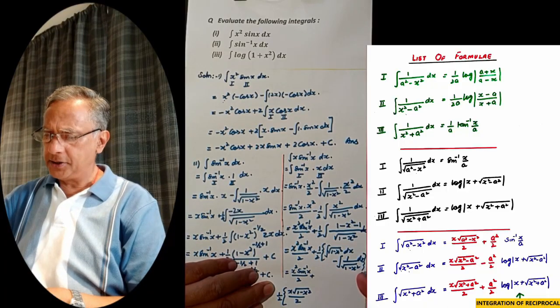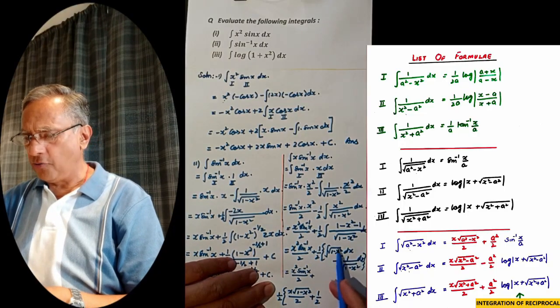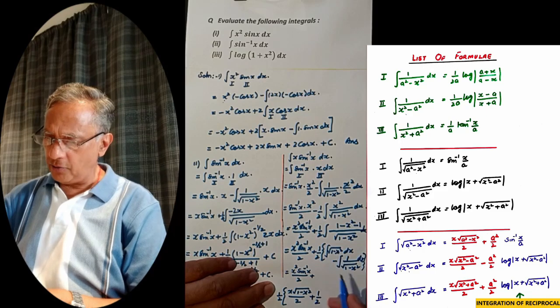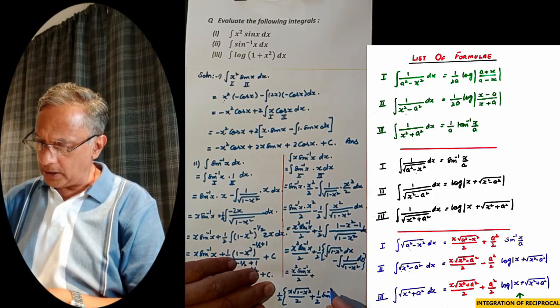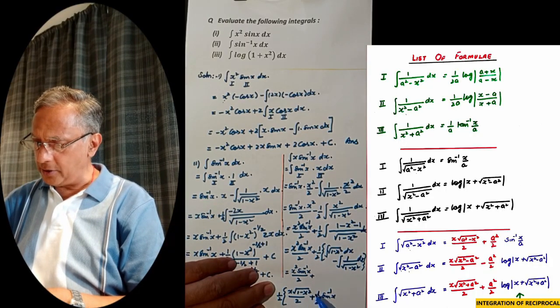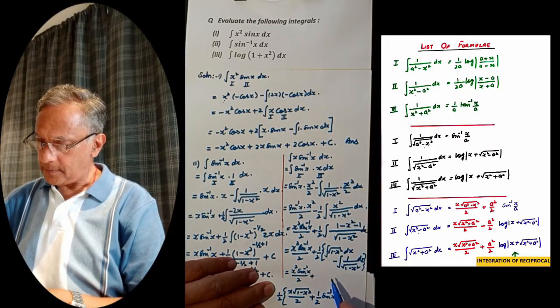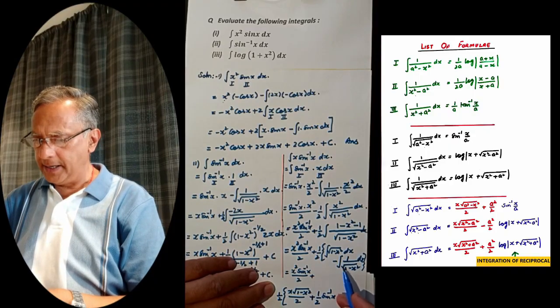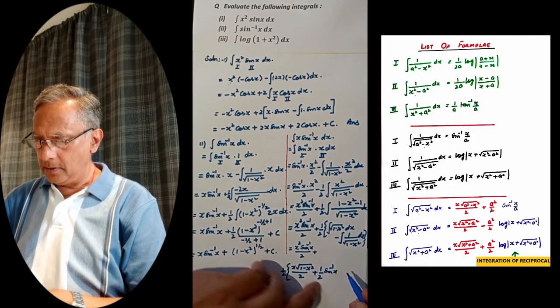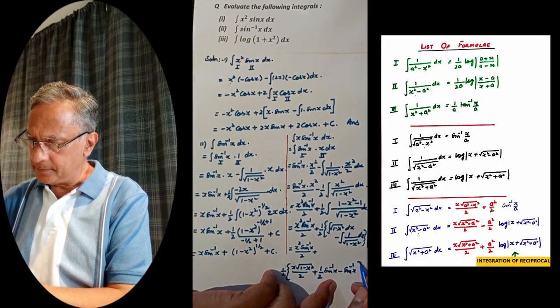You can see the side sheet. X into this by 2 plus a square by 2. A square by 2 is 1 by 2 into integration of its reciprocal. Now integration of reciprocal of this is sine inverse x. So integration of this is x into this by 2 plus 1 by 2 into integration of reciprocal of this, minus integration of this. Integration of this is sine inverse x. So we will have minus sine inverse x.